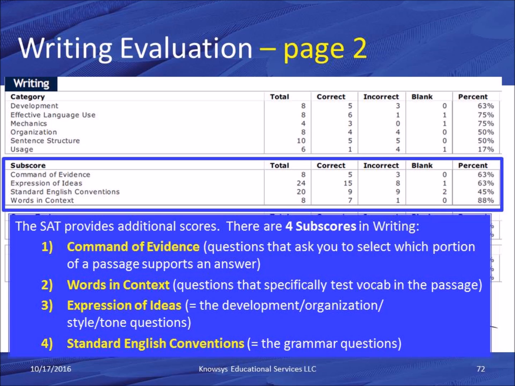Then let's take a look at the subscores. Here there are actually 4 subscores. So there's command of evidence and words in context, just as in the reading comp section. Plus there's expression of ideas and standard English conventions. Expression of ideas is the more writer's craft piece, so development, organization, style, tone. Standard English convention is grammar and idioms, the use of the language.